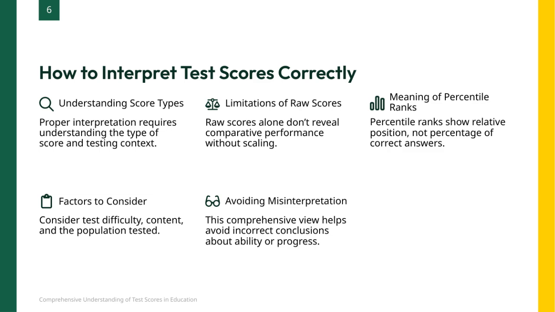It's also important to think about factors like how difficult the test was, what content was covered, and the characteristics of the population taking the test. These elements all influence how scores should be interpreted. By considering all these aspects together, we can avoid common pitfalls and make more accurate conclusions about a person's abilities or progress. This comprehensive approach safeguards us against misinterpretation and ensures we're drawing meaningful insights from test results.